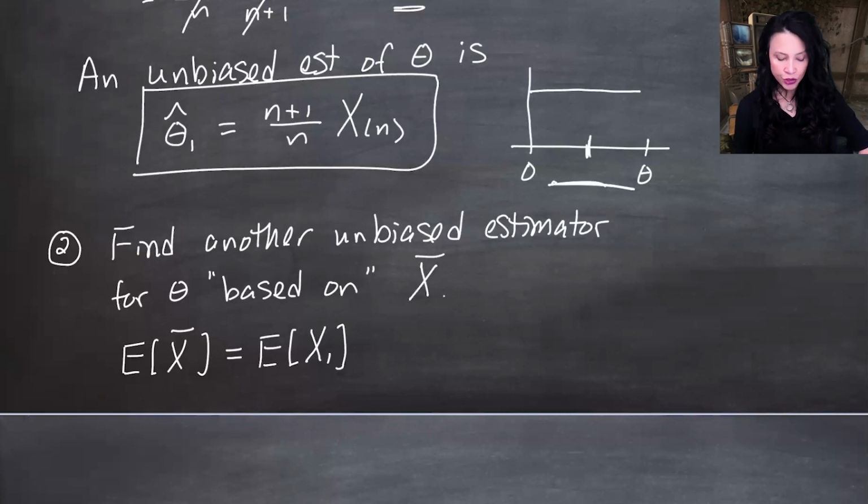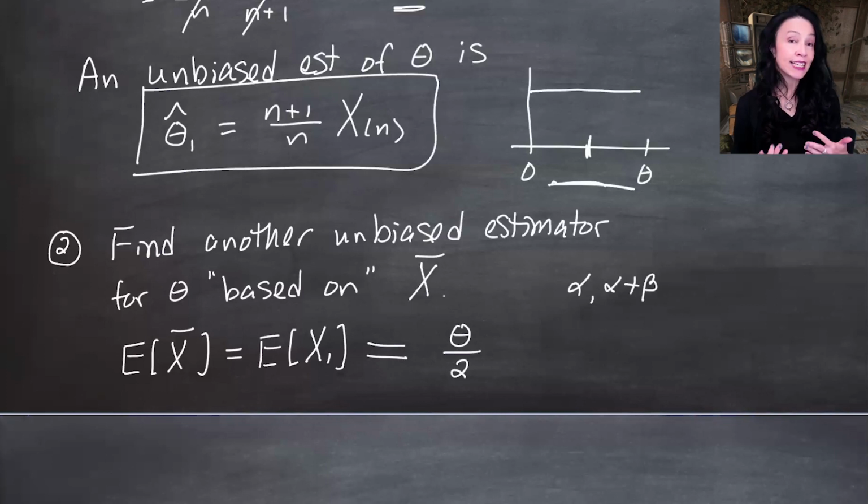And in fact, if you go to your table of distributions, you'll see that the mean for any one of them is theta over 2. I think it was written differently. I'm not sure which version of the table you have, but I think it's something like alpha to alpha plus beta. And in our case, alpha would be 0 and beta would be theta. So finding an unbiased estimator for theta based on x bar, the first thing I would do would be to look at the expected value of x bar. And then it's not quite theta, right? So we're not there yet, but we are really close.